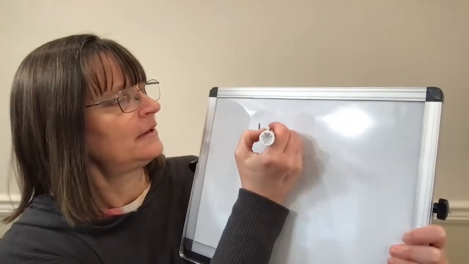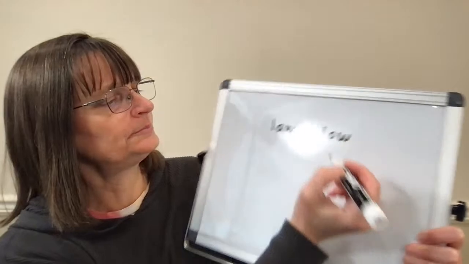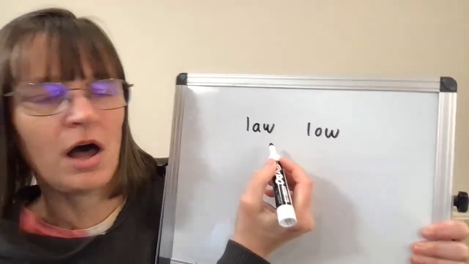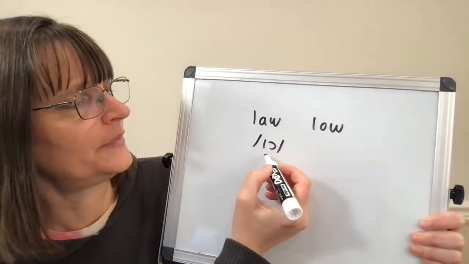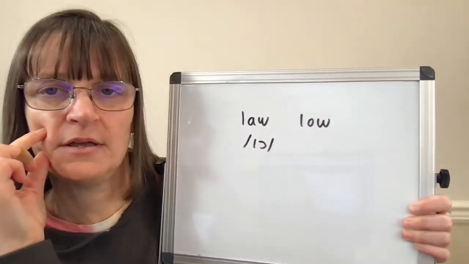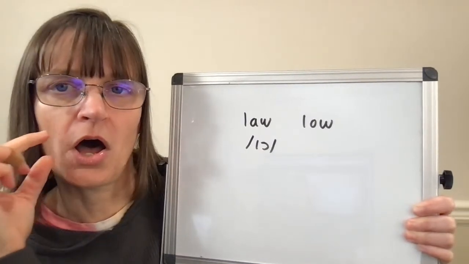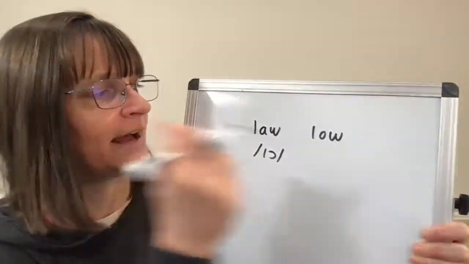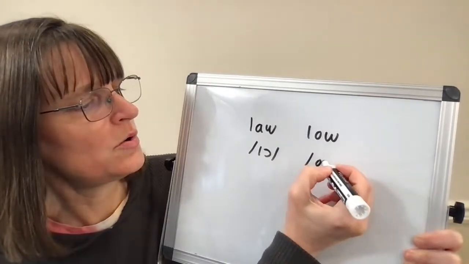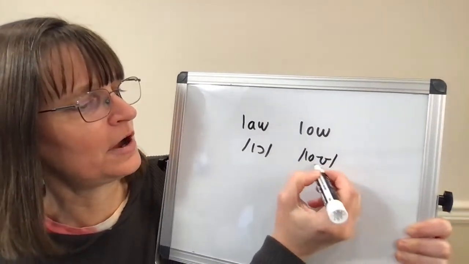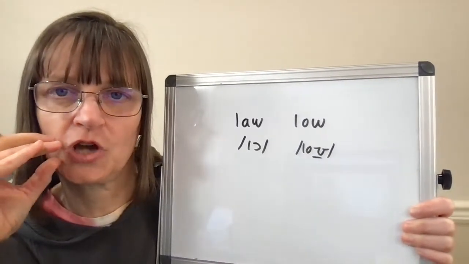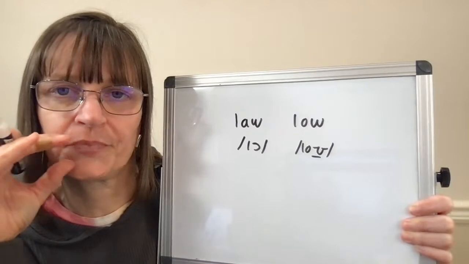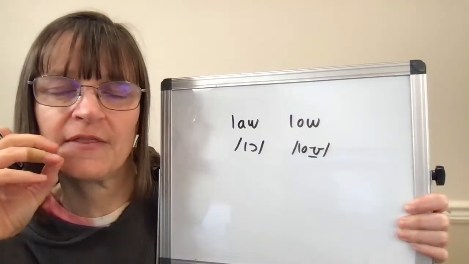We have a request for law and low. So the vowel in law is a rounded mid vowel. Law, my lips are round, but it's fairly lax. Whereas low has the diphthong O. And what happens there is I start with my jaw a little bit more, my lips a little bit more pursed, and then I relax.